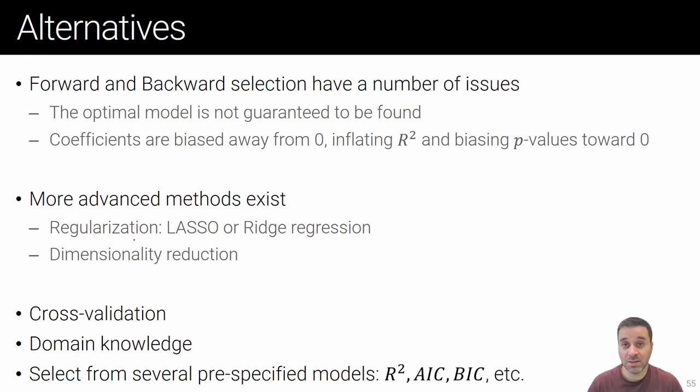And there are several other selection criteria. We've talked about p-values and R-squares, but we could also use AIC or BIC, the Akaike information criterion or the Bayesian information criterion. Those are all valid criteria as well to include in these selection procedures.